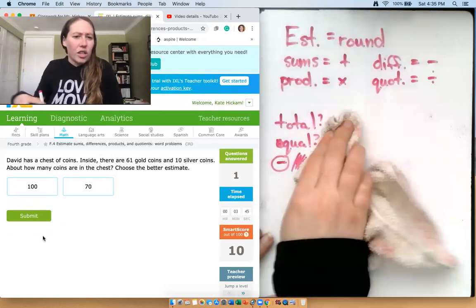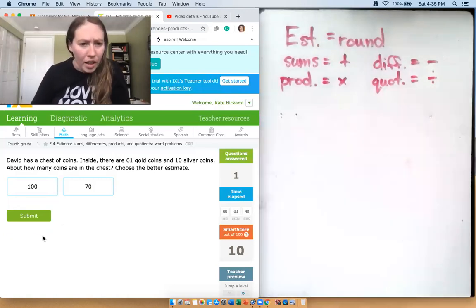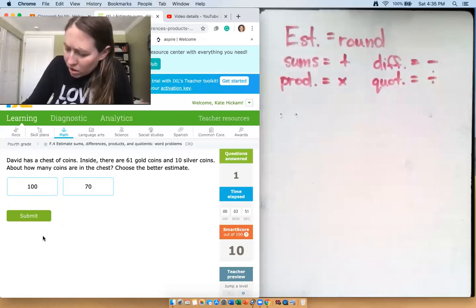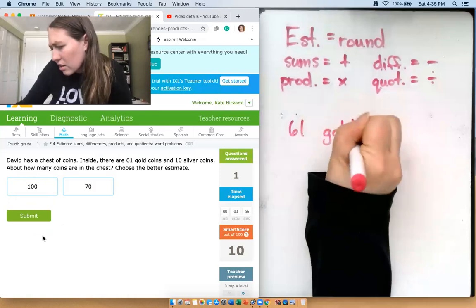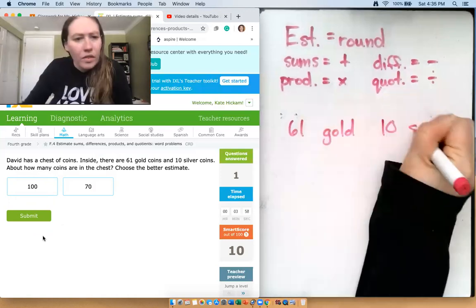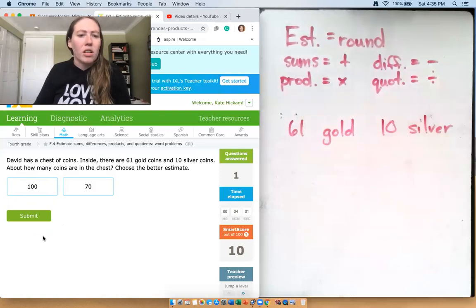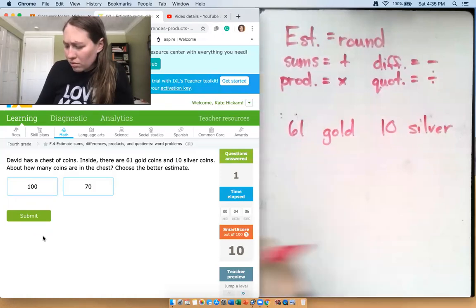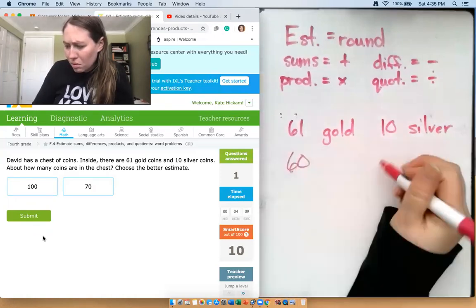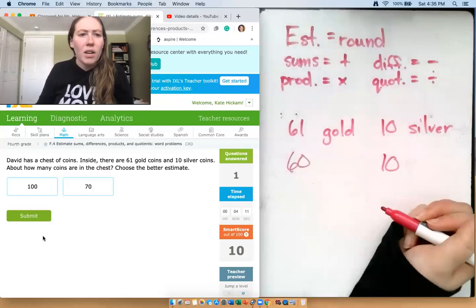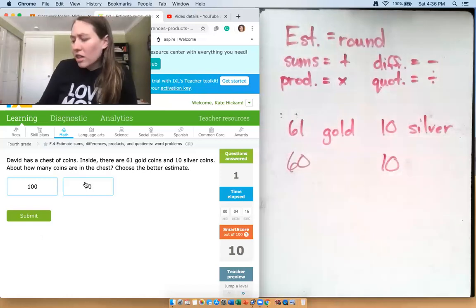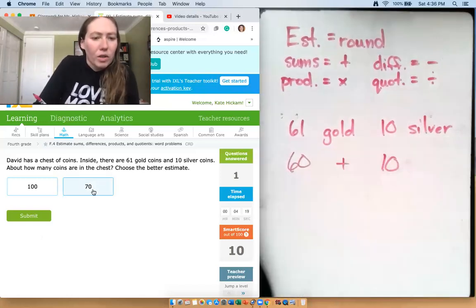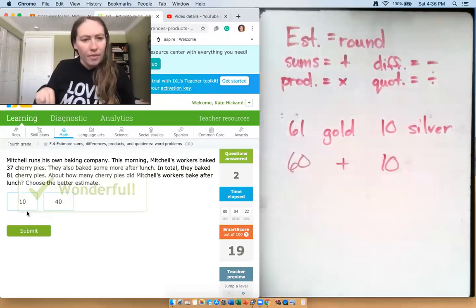Okay, David has a chest of coins. Great, good for him. There are 61 gold and 10 silver. About how many coins are in the chest? Well, 61 rounded would be 60 and 10 would be 10. But there's no way that's going to equal 100. It's going to be 70. And I know that I'm trying to get the total, so I'd be adding anyway. I'm going to click 70, hit submit. Perfect.